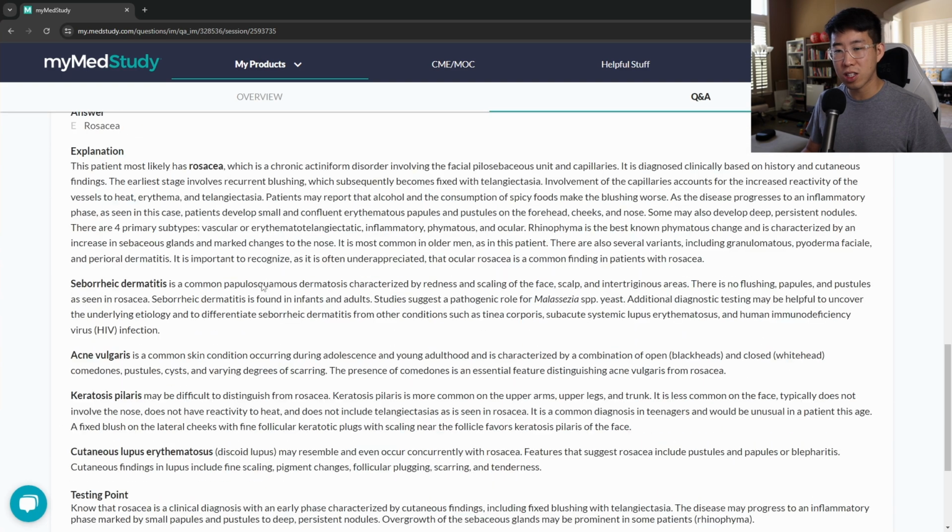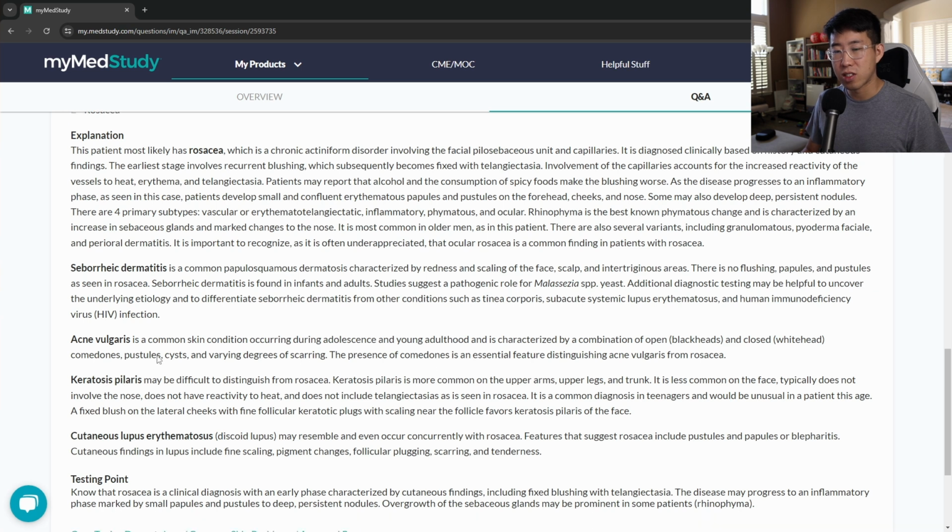So let's take a look at these other conditions. Acne vulgaris is going to be in young adulthood. Keratosis pilaris may be difficult to distinguish from rosacea, but is more common on the upper arms, upper legs, and trunk. It is less common on the face. It is a common diagnosis in teenagers. Okay, and then cutaneous lupus is discoid lupus.